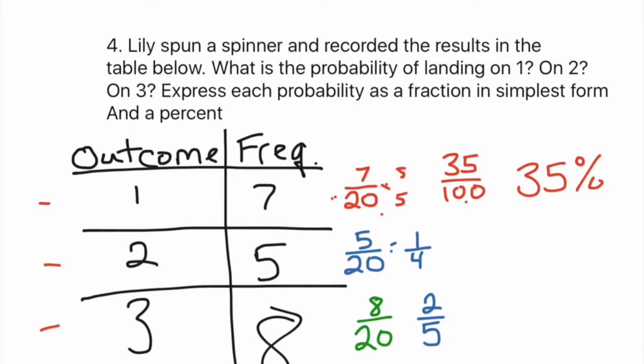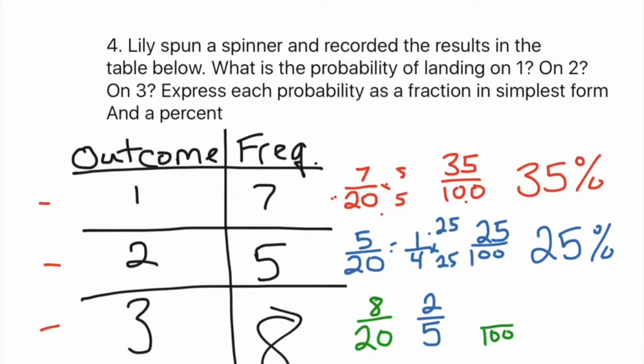Going on to the next one, we have 1/4. If I make that out of 100, that means I multiply both by 25. So 1 times 25 is 25, or 25%. And my last one, 2/5. Again, if I make this out of 100, that means I multiply the top and the bottom by 20. And so that would give me 40%.